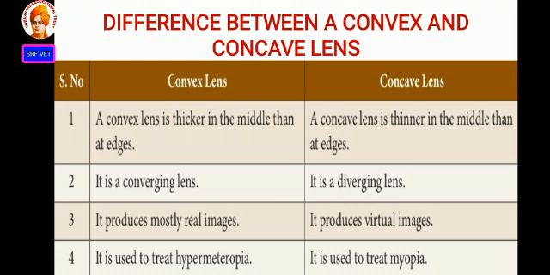Difference between a convex and concave lens. A convex lens has a thicker middle part, a concave lens has a thinner middle part. Convex lens is a converging lens, concave lens is a diverging lens. In a convex lens, mostly real images are formed, while in a concave lens, mostly virtual images. Convex lens is used to treat hypermetropia. Concave lens is used to treat myopia.